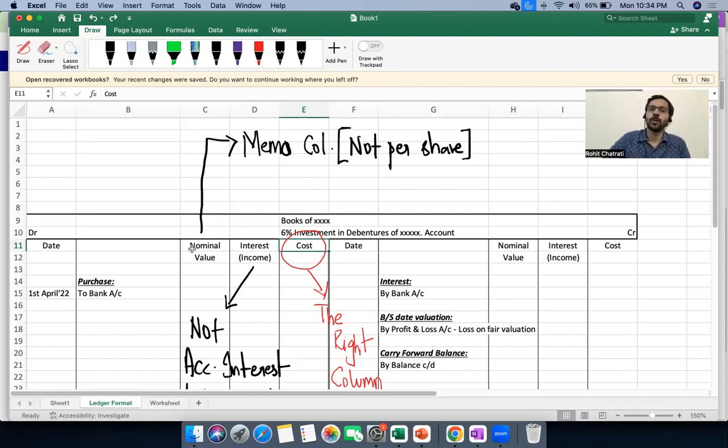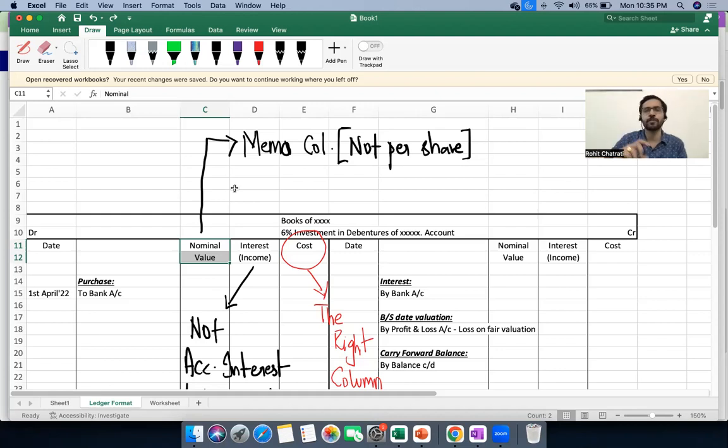Nominal value is actually not really part of your trial balance. Nominal value is a memorandum column, a memorandum item. What do I mean by memorandum item? This is not going to form part of your trial balance. When, after preparation of the ledger, you ultimately prepare a trial balance, nominal value is not going to be a part of the trial balance. The other two sections will be a part of the trial balance. Nominal value is only for information purposes, purely for information purposes, and therefore we are calling this a memorandum column.